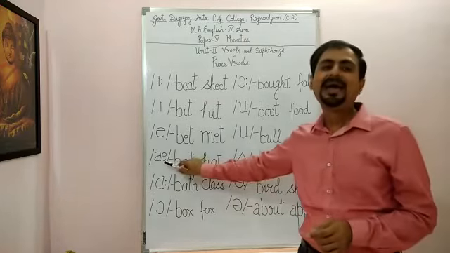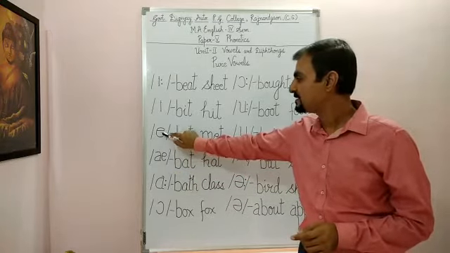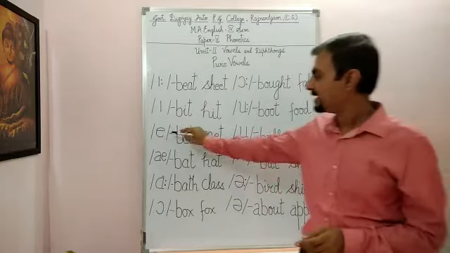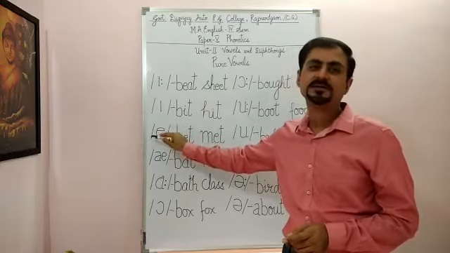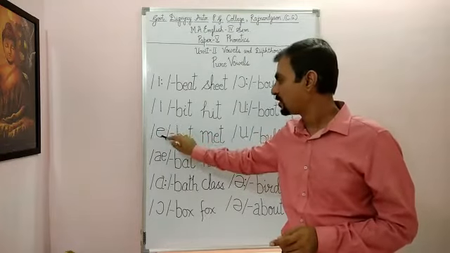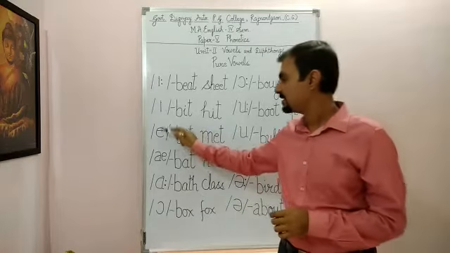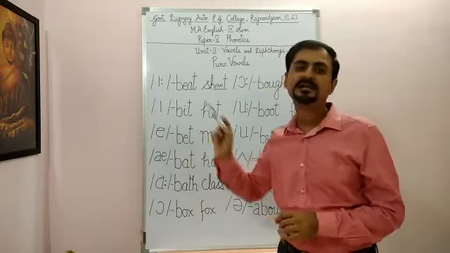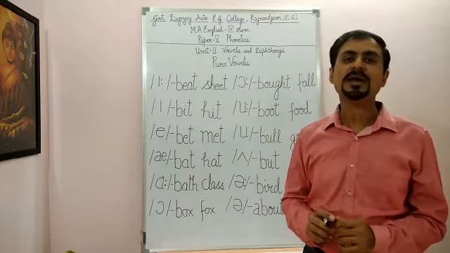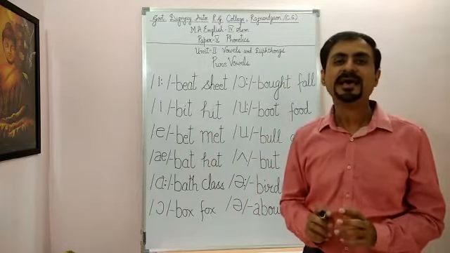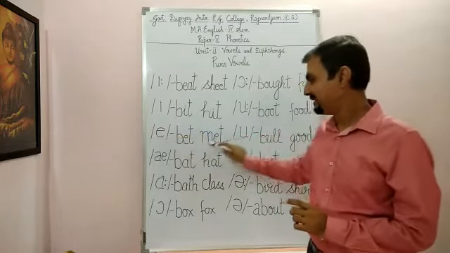Before that, just look at the symbol of /e/. It is a small letter e enclosed within slant lines. If it is not enclosed within slant lines, we can say it is the letter e. But whenever you see it enclosed with slant lines, it is not the letter e, but the symbol of the English vowel /e/. So, /e/ as in bet, /e/ as in met.